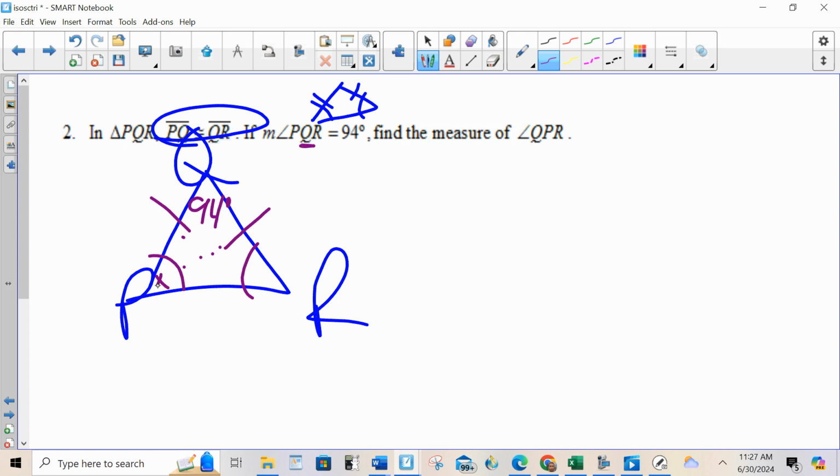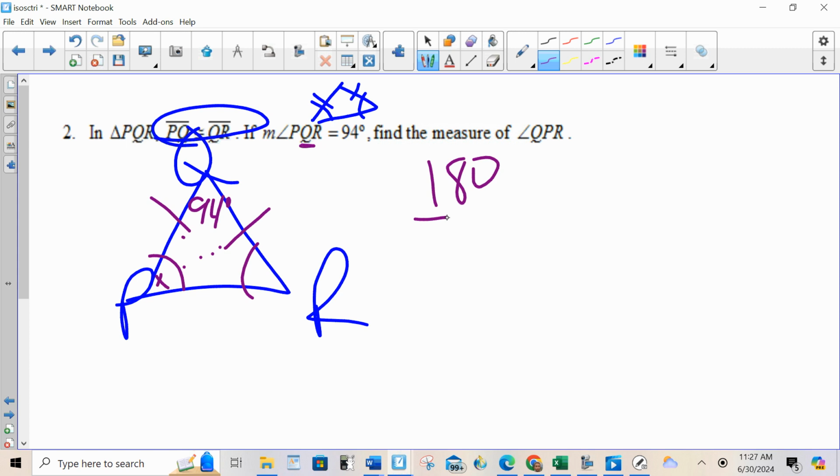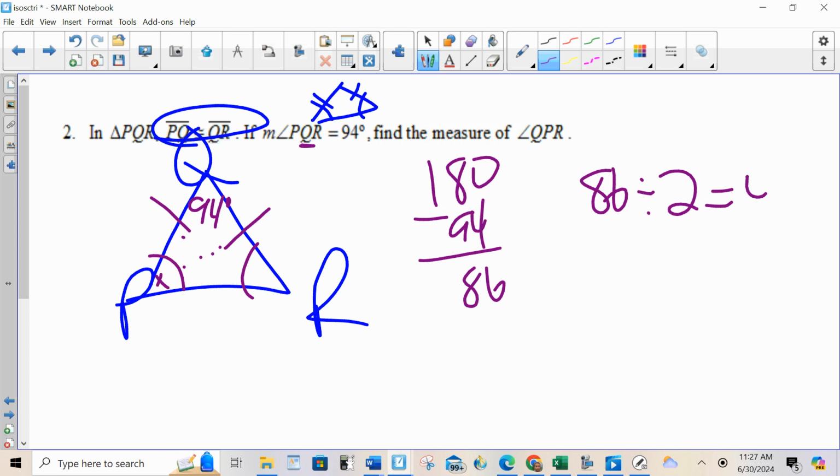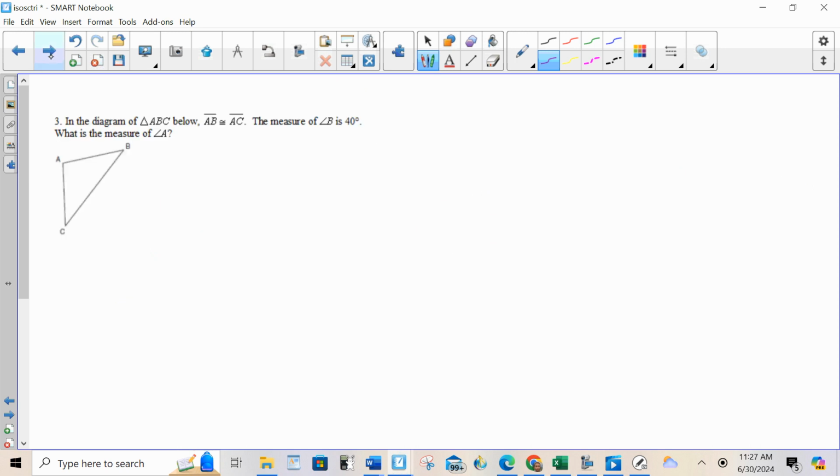Well, again, it goes back to early in the unit. I think you can finish it off from here. So why don't you take a moment and pause this and finish it off from here. Okay. I subtract the 94 from 180. I divide the 86 by 2 since they're the same, and I get 43 degrees. That's how we use, in a triangle, congruent angles are opposite congruent sides.